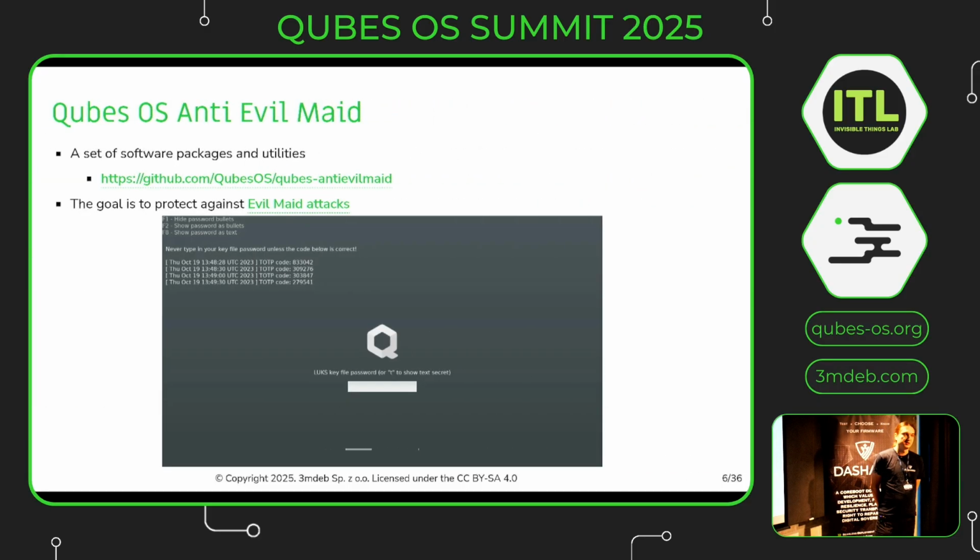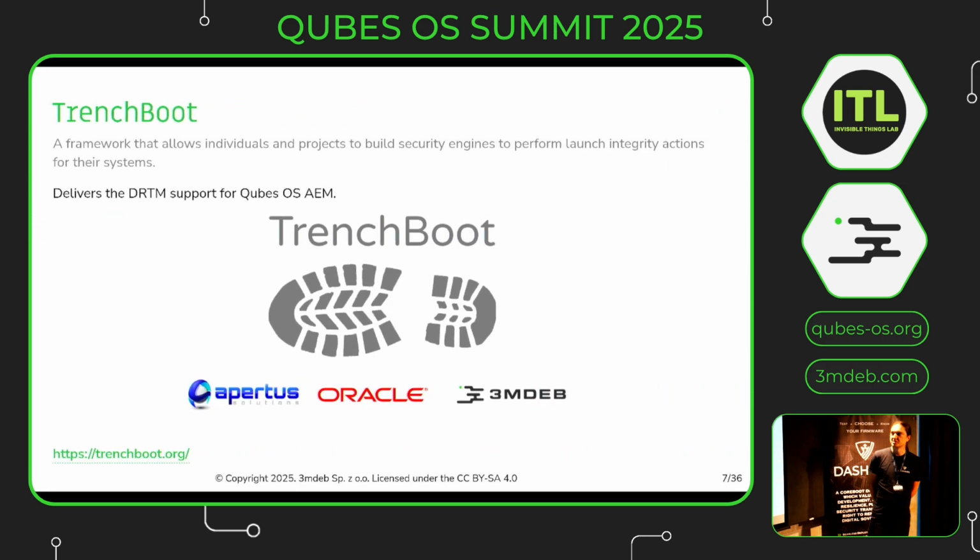So very briefly, what is the QubesOS Anti Evil Maid solution? It's a set of software packages and utilities with the goal of protecting against evil maid attacks. And what is TrenchBoot? It is a technology that we use in this QubesOS Anti Evil Maid solution to provide us with the DRTM technology that we need for this solution. TrenchBoot is an open source, community driven project, but mostly led by these three companies.